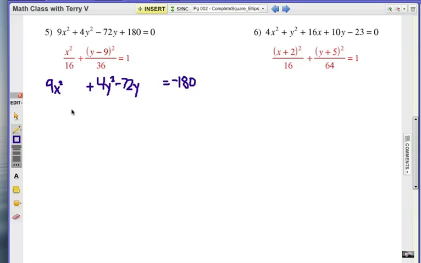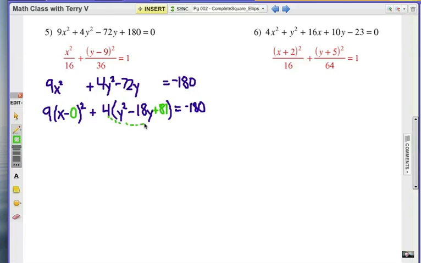Now again, to put it in ellipse form, I need to think of it like this: x minus 0 squared. All right? And to factor this trinomial here, I would take half of negative 18, which is negative 9, and then square that. 81. Now on the left side, I actually added 4 times 81, and I need to do the same to the right side of the equation. So 324. Again, I added a total of 324 on the left, and I need to do the same on the right.